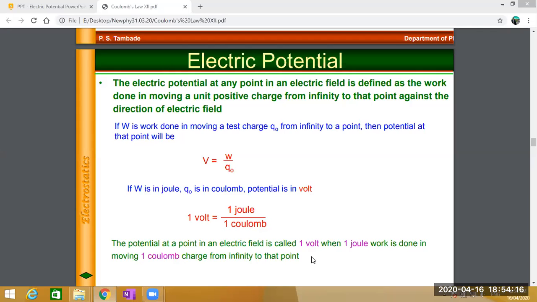So the amount of work done in bringing unit positive charge from infinity to a point near the source charge will get converted into potential, and this potential will be associated with the field at that point. So we have to discuss now electric potential difference.